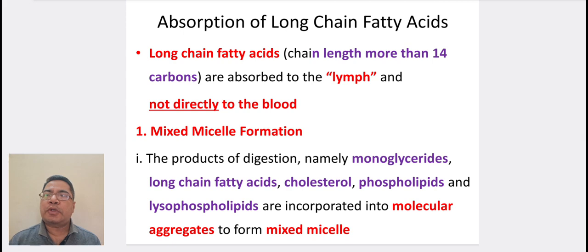Coming to the absorption of long-chain fatty acids. Long-chain fatty acids, that is chain length more than 14 carbons, are absorbed to the lymph directly and not directly to the blood. Mixed micelle formation. The products of digestion, namely monoglycerides, long-chain fatty acids, cholesterol, phospholipids, and lysophospholipids, are incorporated into molecular aggregates to form mixed micelle.